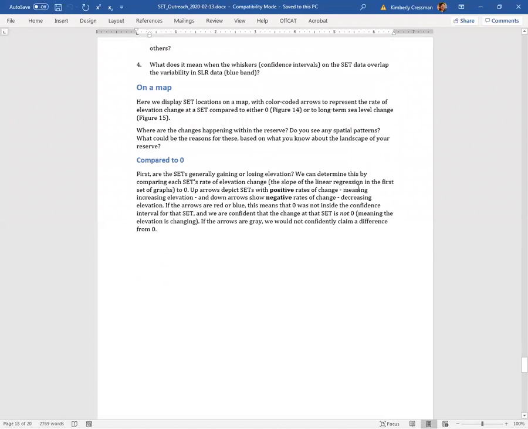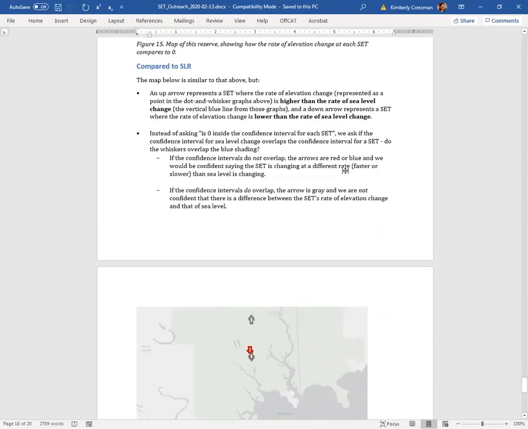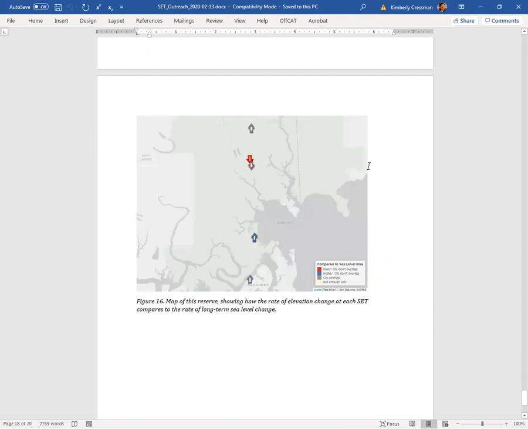And then the last of the graphics that will be in this outreach report are maps. We're going to take this information and say what's happening spatially across a reserve. I'm going to come back to this one because I didn't talk about it. But this map is comparison of the set's rate of change to sea level rise. And this follows the theme of, is it higher or lower? Do the confidence intervals overlap or not? So the arrows tell you which side of the sea level rise line the set rate is sitting on. And then if it's red or blue, the confidence intervals don't overlap. If it's gray, they overlap.